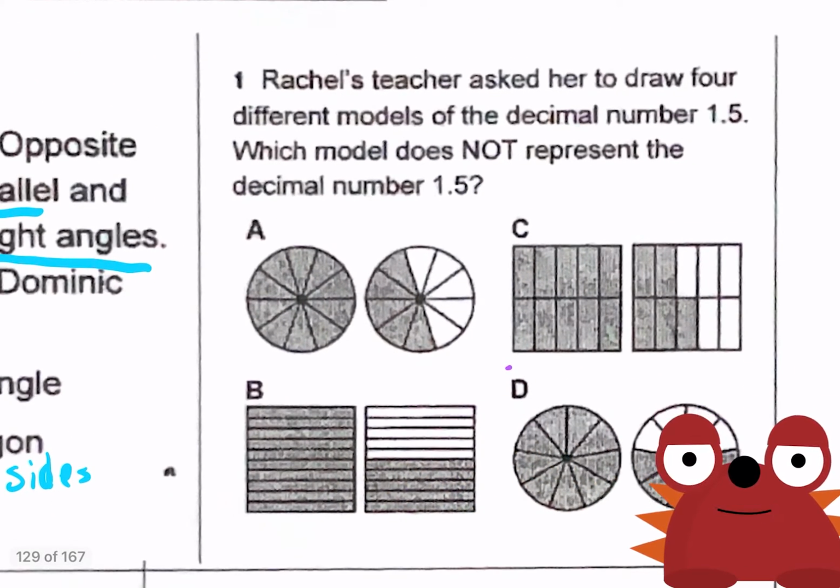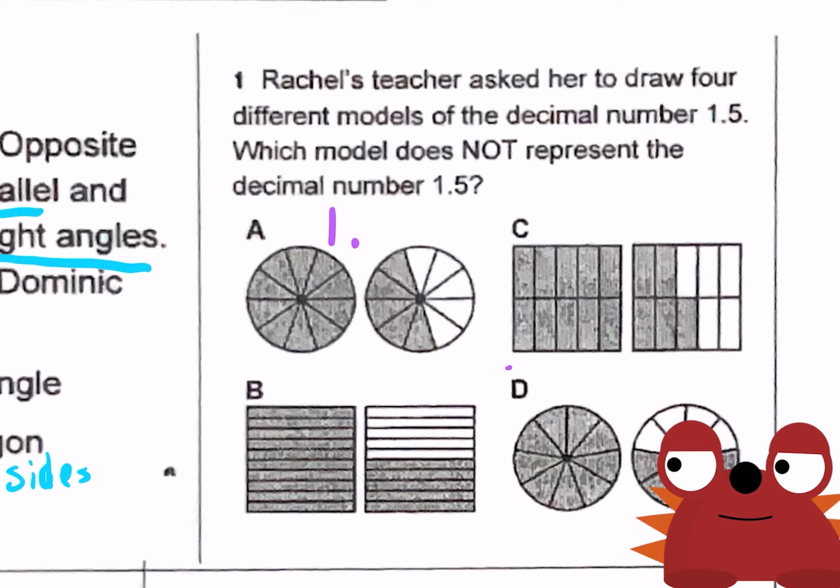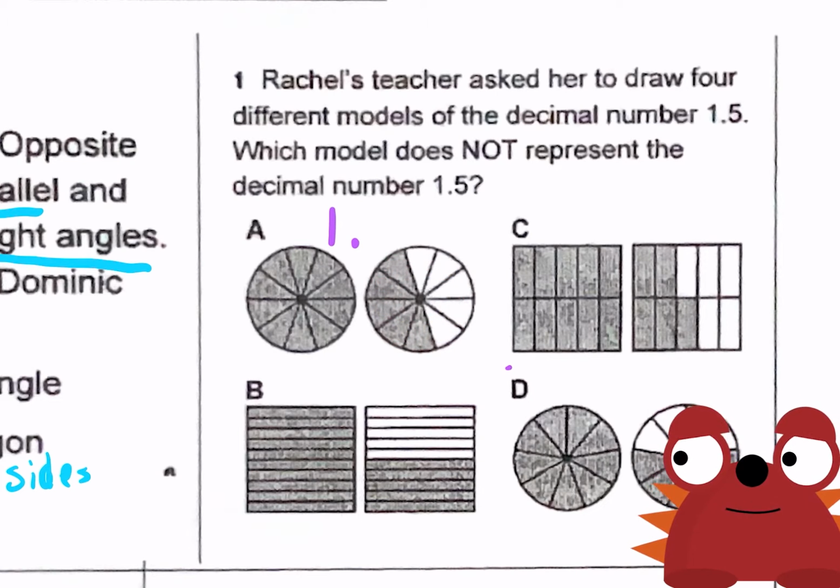This question says, Rachel's teacher asked her to draw 4 different models of the decimal number 1 and 5/10. Which model does not represent the decimal number 1 and 5/10? Here, I'm going to see that there is definitely one whole, and you have 1, 2, 3, 4, 5, 6, 7, 8, 9, 10. So you do have tenths, and you have 1, 2, 3, 4, 5 tenths.